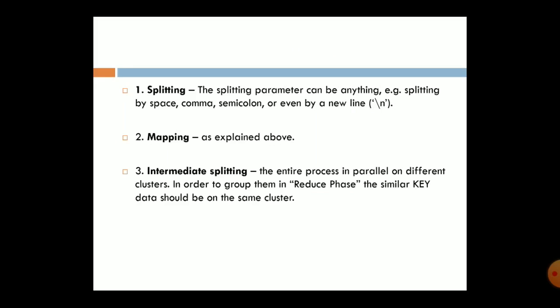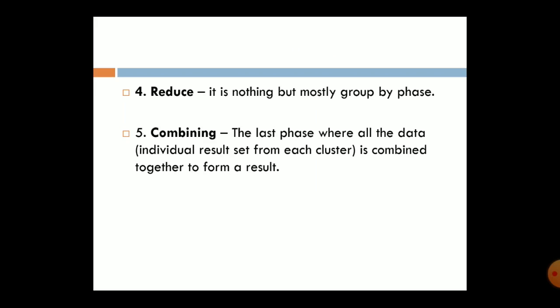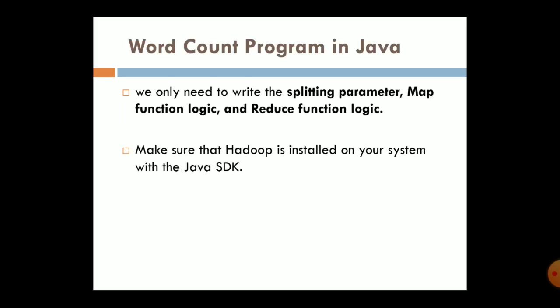In the splitting, we split up the parameter, maybe by spaces, comma, semicolon, or it may be anything. The mapping, we have seen how it is to be mapped. Intermediate splitting is again the reduce phase. Reduce is mostly the group-by phase, and combining is the last phase where all the individual results are combined together, and it does the sorting also.